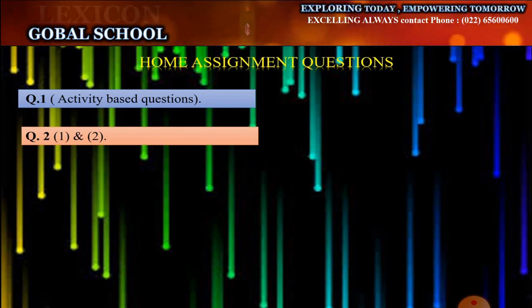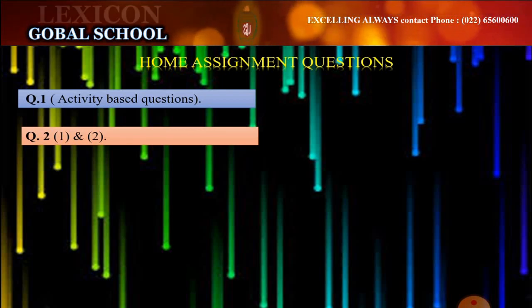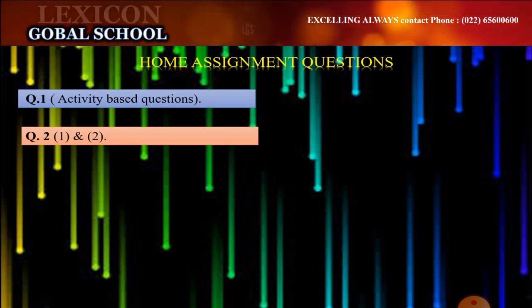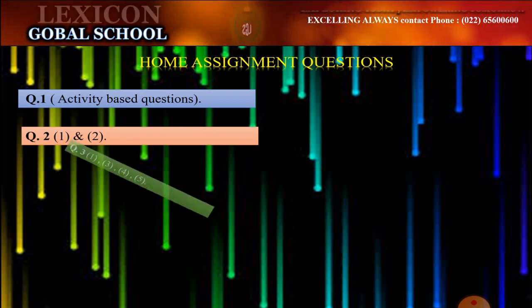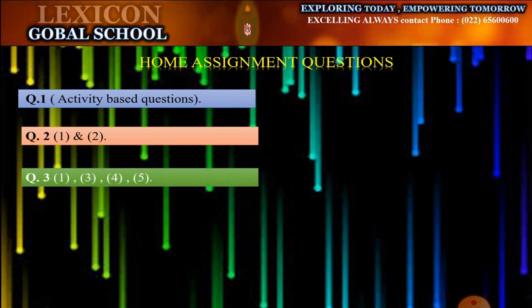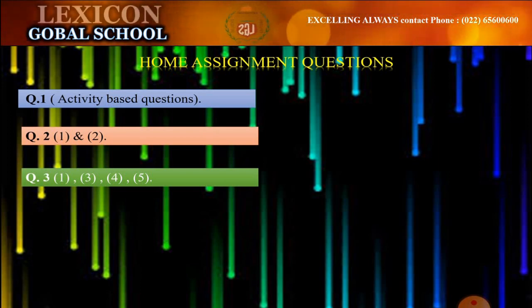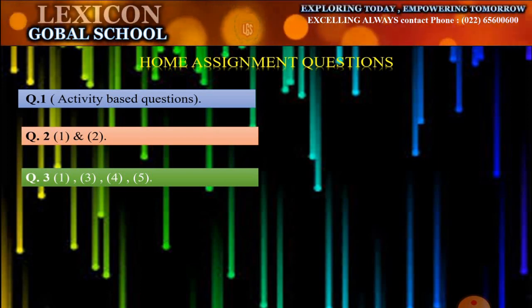In your main question 2, sub question 2 is already given to us, and we have already solved it. So in main question 2, sub question 1 is as homework. In your main question 3, sub question 1, sub question 3, 4 and 5 is as homework.